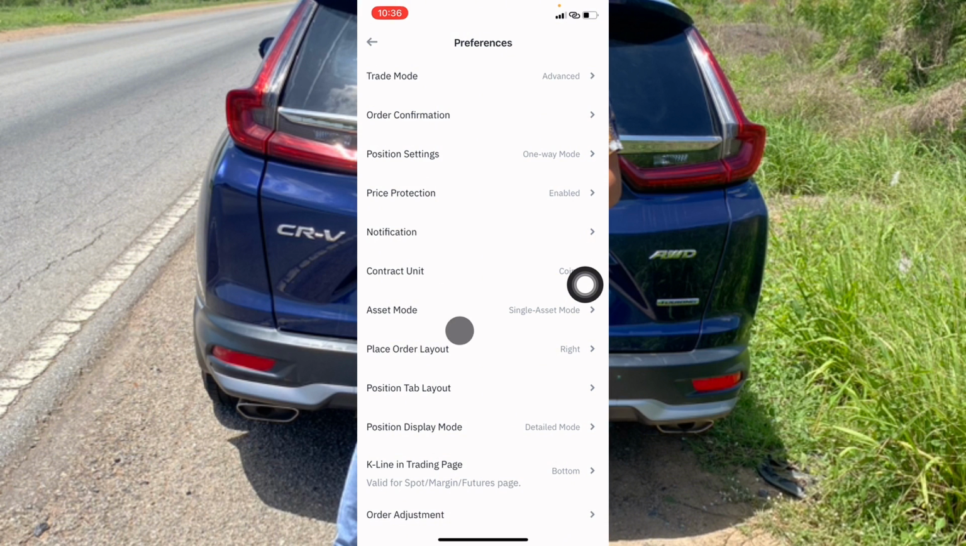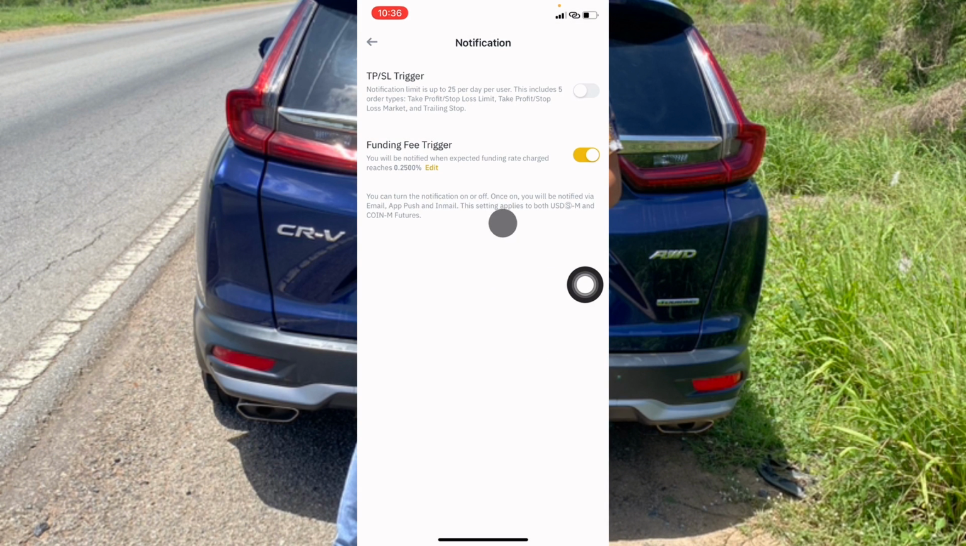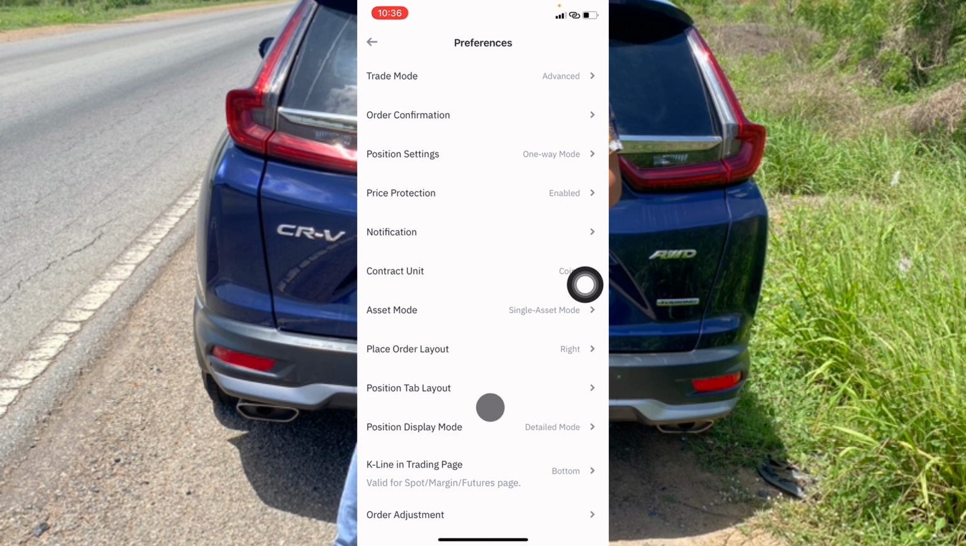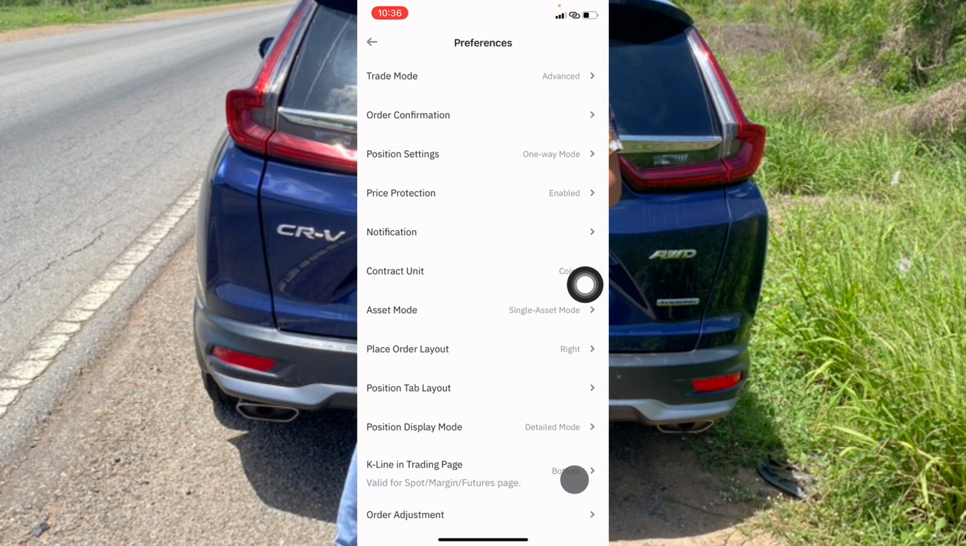Then we also go back and we have notification, whether you want to be notified for your stop loss and take profit. Me, I don't usually notify this because every minute I usually check on my Binance trades. So we also have contract limit. With the asset mode, it's also very important you select the single asset mode. That's what I just explained earlier.